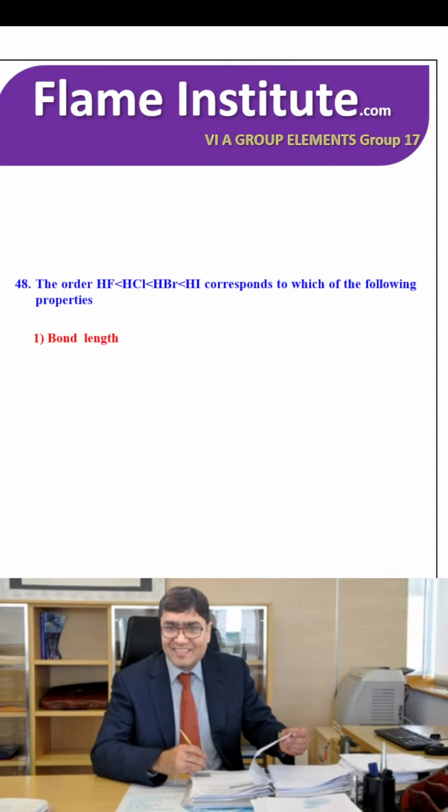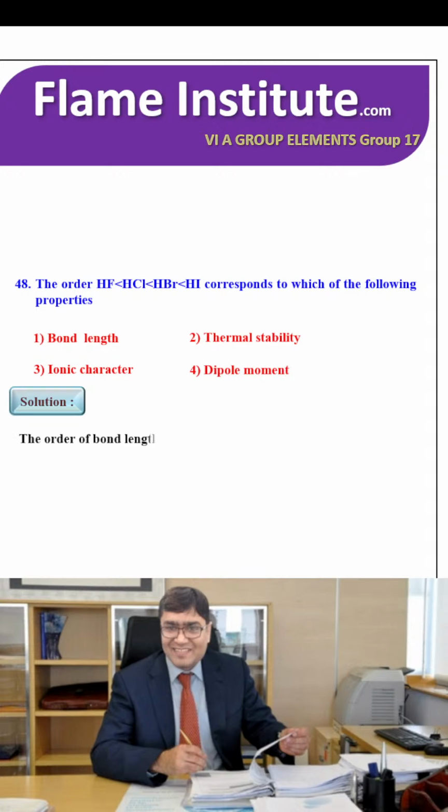The order corresponds to which of the following properties? Bond length, thermal stability, ionic character, dipole moment. The order of bond length is HI, HBr, HCl, HF. So bond length is the correct option.